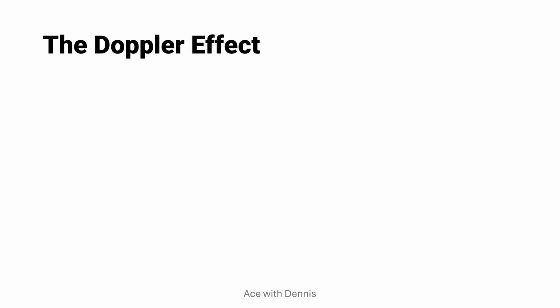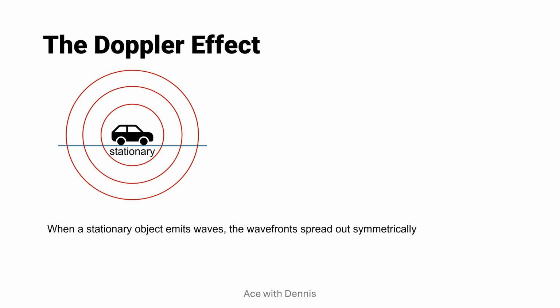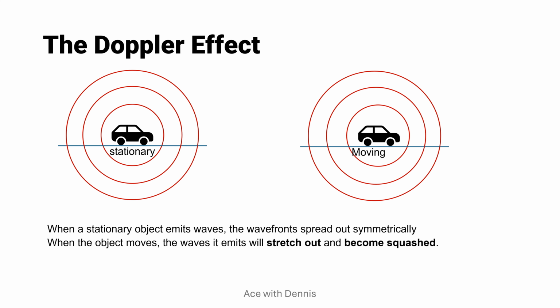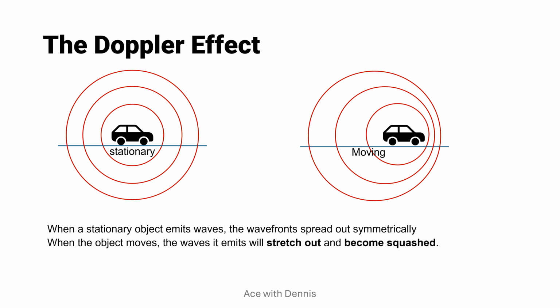Now, let us discuss the Doppler effect. Let's look at this animation. When a stationary object emits waves, the wave fronts spread out symmetrically. When the object moves, the waves it emits will stretch out and become squashed, as shown in the second diagram here.